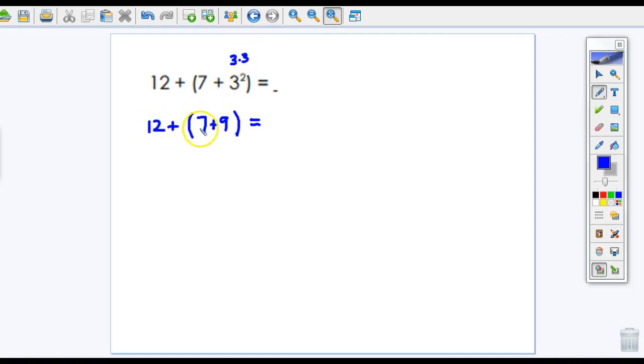I don't want to do 12 plus 7 plus 9, although I could, and it will give me the same answer. I still want to do what's inside my parentheses first to get in that really good habit of following order of operation. So 9 plus 7 becomes 16. Bring down my 12. 12 plus 16 is a 28.